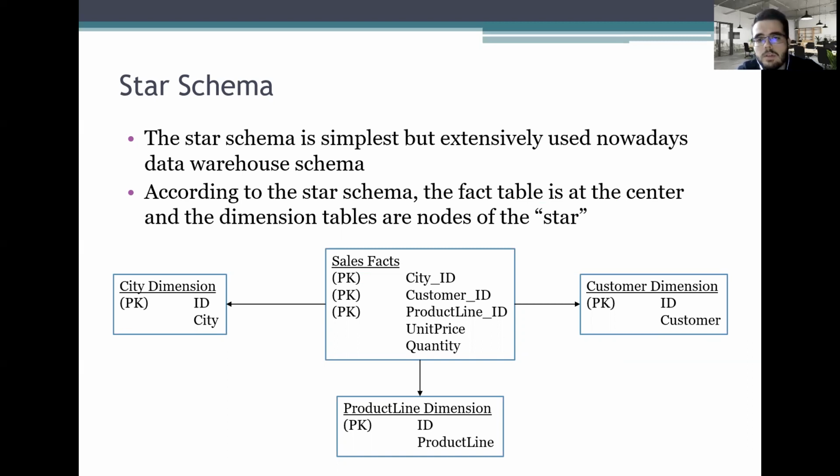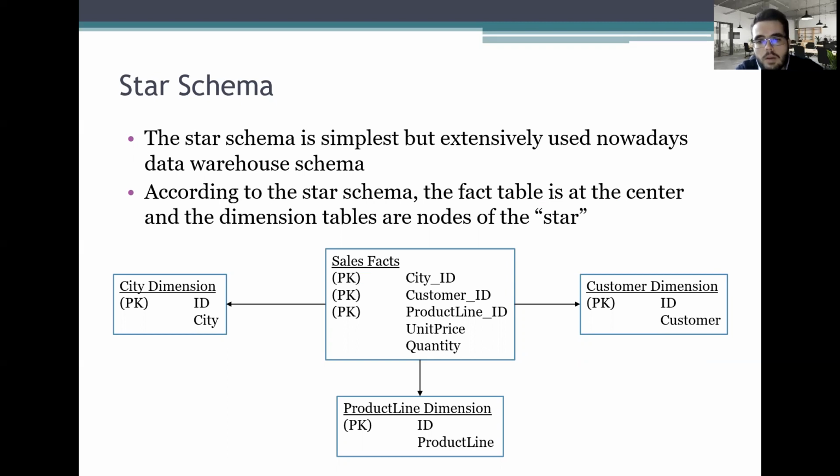And according to the ideal star schema, there should be only one fact table at the center and the dimension tables, which are the so-called nodes of this star. For example, like I mentioned, in the example with sales facts, we have three dimensions here: customer, to whom the product was sold; product line, which is the category of such products; and the city, in which branch of our supermarket or some retail store these products were sold.